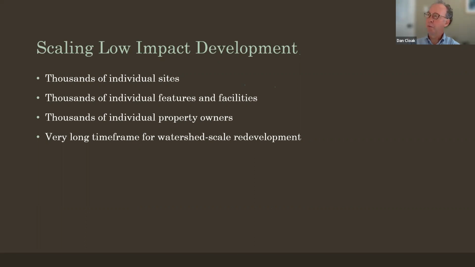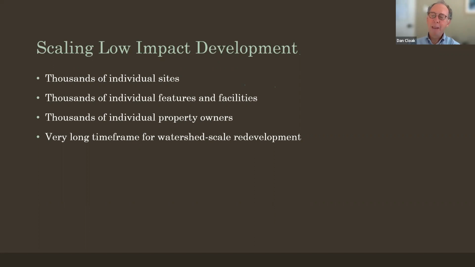Because in order to really have an effect, we would need to change a substantial proportion of the existing development. And I think, looking at this, we can imagine that we really need to end up managing somewhere down the road thousands of individual sites. And I think we can say that already if you look at the Bay Area as a whole, we do have thousands of sites with LID. And so we certainly have thousands of individual LID elements, individual features and facilities on those sites.